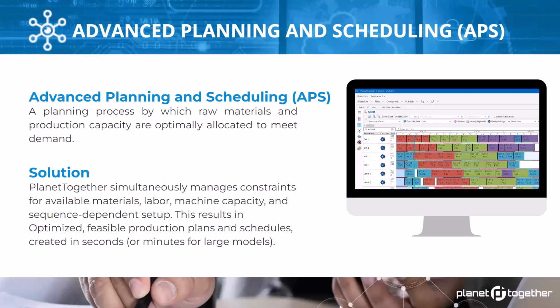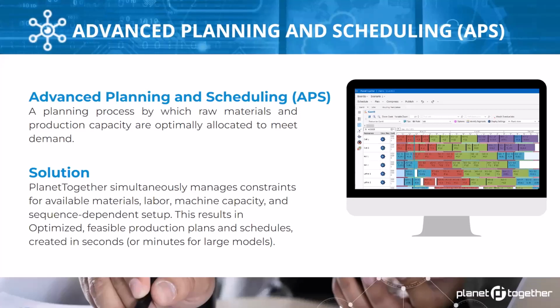Planet Together is an APS solution that simultaneously manages constraints for available materials, labor, machine capacity, and sequence-dependent setup. This results in optimized, feasible production plans and schedules, created in seconds or minutes for large models. Heavy equipment manufacturers, like most manufacturers, want to be able to produce what they need when they want it and in an optimal way. Their concerns may include bay scheduling, rework scheduling, and the use of subcontractors.